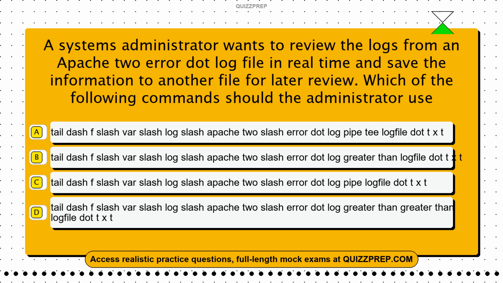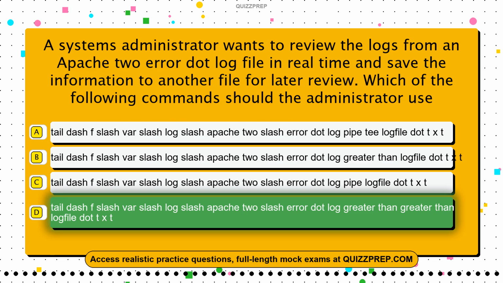Question 9. A systems administrator wants to review the logs from an apache2 error.log file in real time and save the information to another file for later review. Which of the following commands should the administrator use? Option A, tail -f /var/log/apache2/error.log | tee logfile.txt. Option B, tail -f /var/log/apache2/error.log > logfile.txt. Option C, tail -f /var/log/apache2/error.log | logfile.txt. Option D, tail -f /var/log/apache2/error.log > logfile.txt.